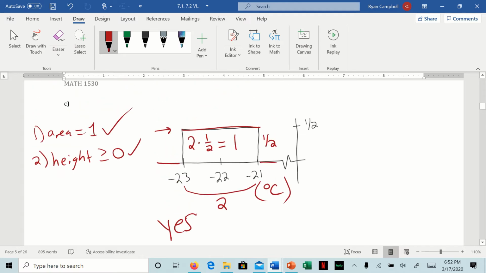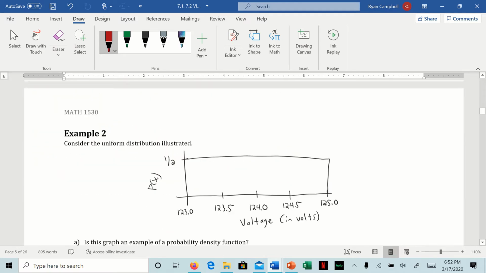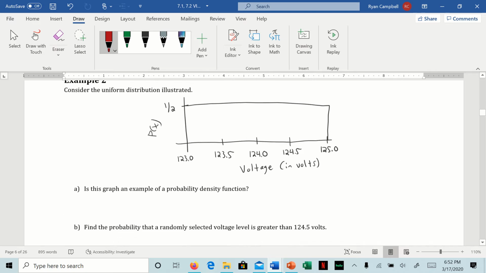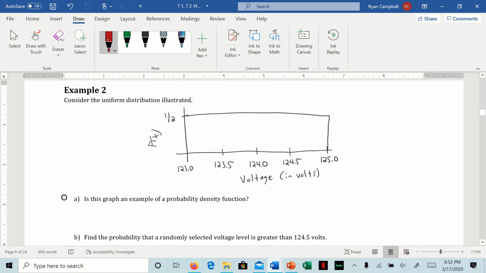Good. All right. So hopefully we're feeling okay with this. Let's look at another example. So here's a uniform distribution. Remember, uniform means everything has the same probability. So this is about voltage. These are all in volts. So the question first is, is this graph an example of a probability density function? First part, total area needs to equal 1. So what is the area?